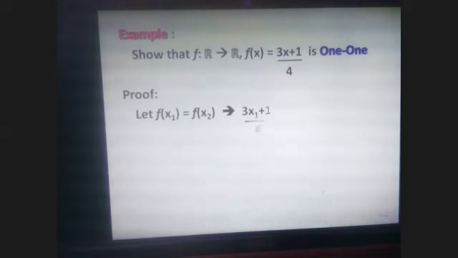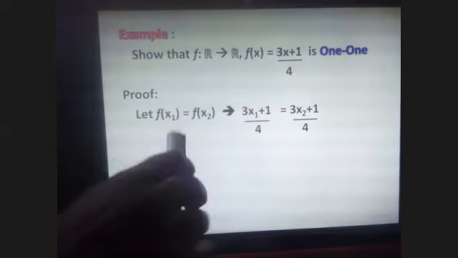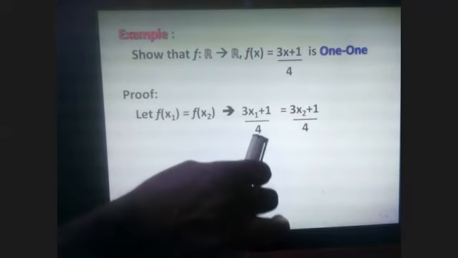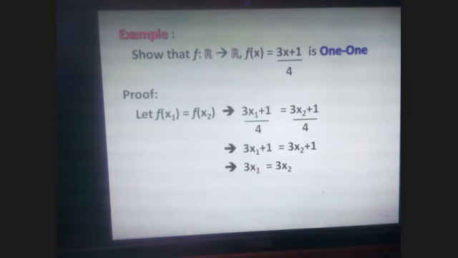f(x1) equal to f(x2) implies what, when f(x) is (3x plus 1) by 4? What is f(x1)? (3x1 plus 1) by 4 equal to (3x2 plus 1) by 4. Does it not imply 3x1 plus 1 equal to 3x2 plus 1? I cancelled 4 on both sides. That implies 3x1 equal to 3x2, which implies x1 equal to x2, for all x1, x2 in R.